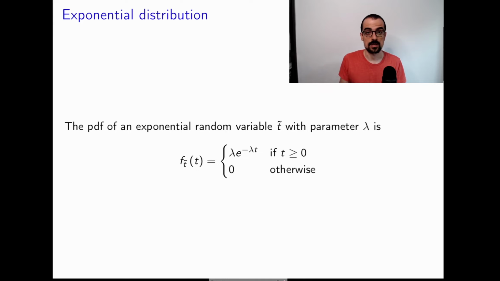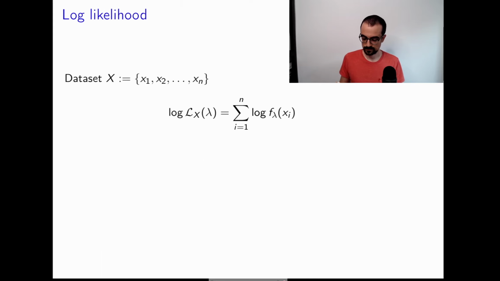Okay, so let's take a look at exponential models. Remember that the PDF of an exponential with parameter lambda is equal to lambda e to the minus lambda t when t is greater than 0. Usually we apply this model to data that are all non-negative. Okay, so let's derive the maximum likelihood estimator for the exponential distribution.